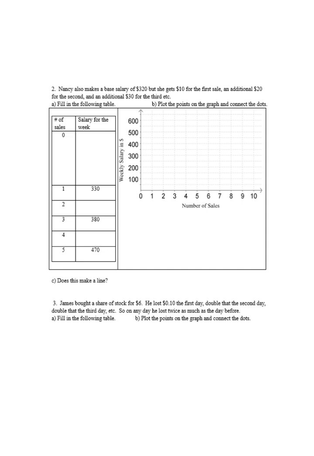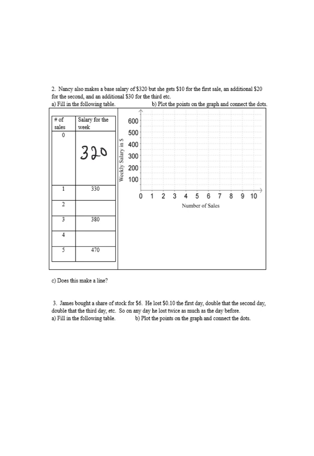Let's look at this next one here. In this case, the base salary is $320, but they get $10 for the first sale, and then $20 for the second sale, $30 for the third sale. So they're getting more money for each of their sales. So salary, 0 sales would just be the $320. That's still the same. If they had 1 sale, they would have gotten $10. So that's $330 already filled in.